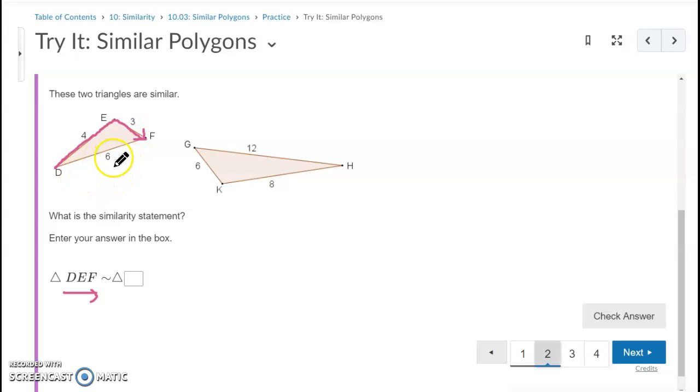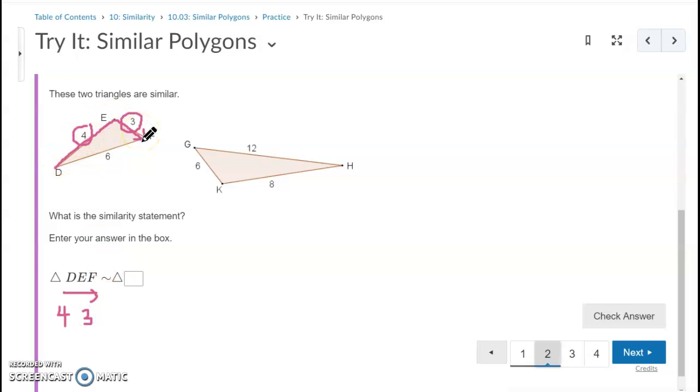And let's focus mostly on how those sides are labeled. I have my smallest side labeled here, and then my second smallest side was labeled first. So it basically goes side 4 to side 3 in that order, D to E to F.